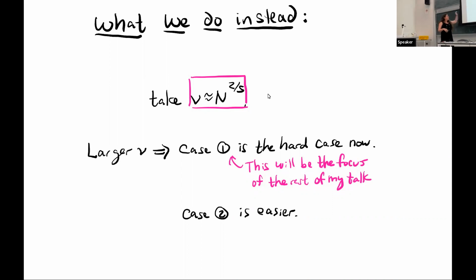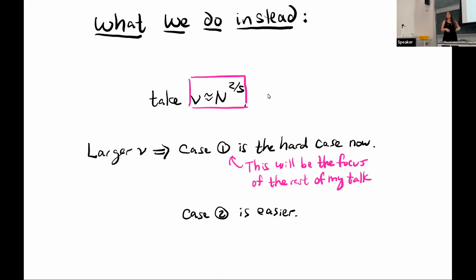And then what this means is that now our cases are reversed. The case where you have small values of M1 and M2, well, they're actually not that small anymore because they're going all the way up to n to the 2/5. So you have to worry a lot more about your sum taking too much time, because you're just summing a lot more things.